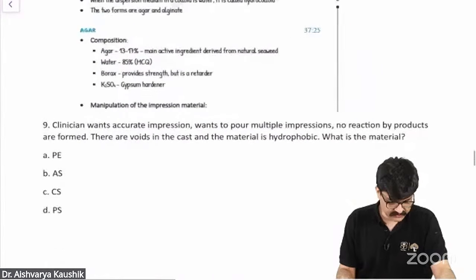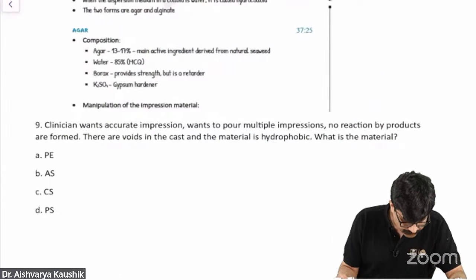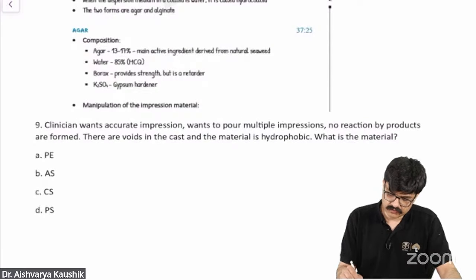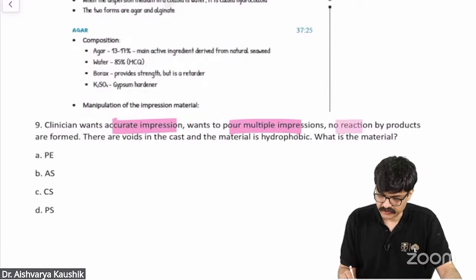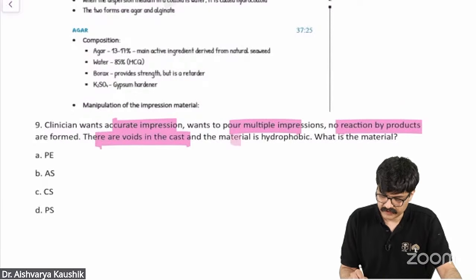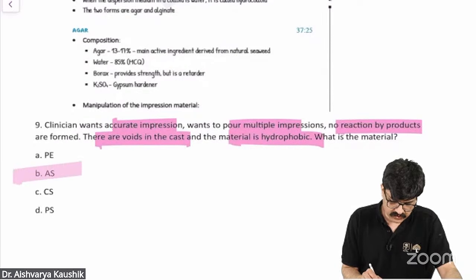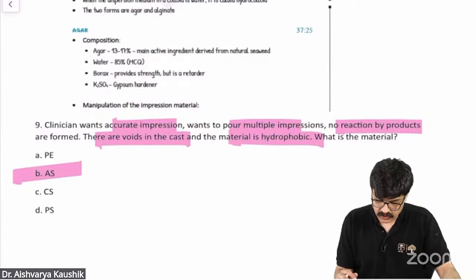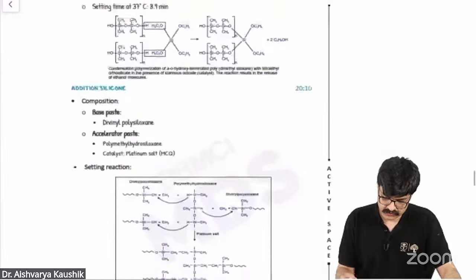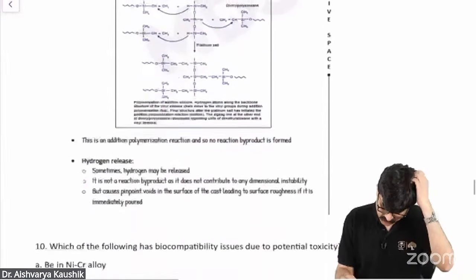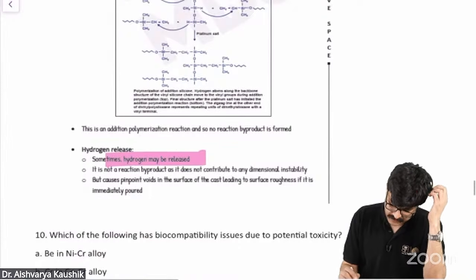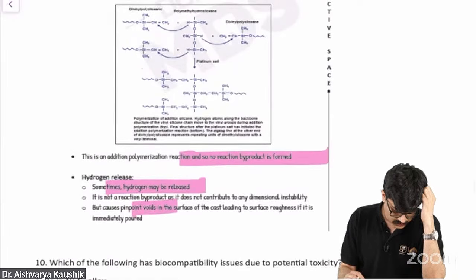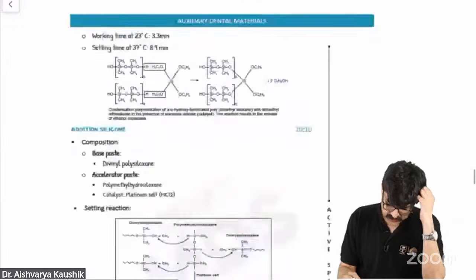Okay, clinician wants, this is simple, guys. Clinician wants an accurate impression, wants to pour multiple impressions, no reaction byproducts are formed, no voids, material is hydrophobic. So the answer is addition silicone. कोई बात नहीं बेटा. Addition silicone. So that's again straight from the notes. In addition silicone, hydrogen is formed, may be released, leading to voids. Yes, no reaction byproducts are there. So addition silicone is the answer.